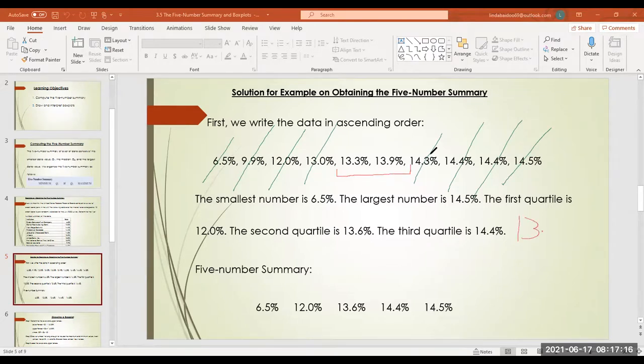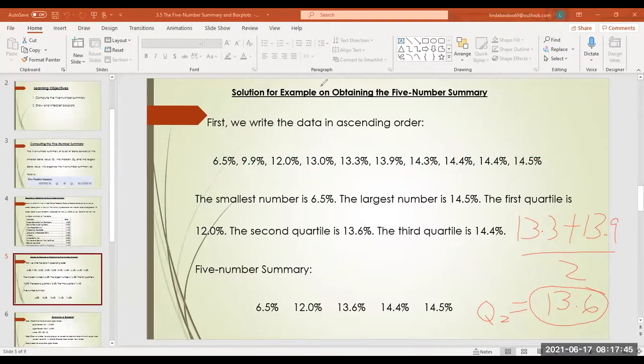We just take those 2 numbers, add, and then divide by 2. So when we add and then divide by 2, those of us who have calculators will realize that we get our Q2 to be 13.6. So that is Q2. Q2 is 13.6. And we got that because we have these 2 middle numbers. We need to add and then divide by 2.